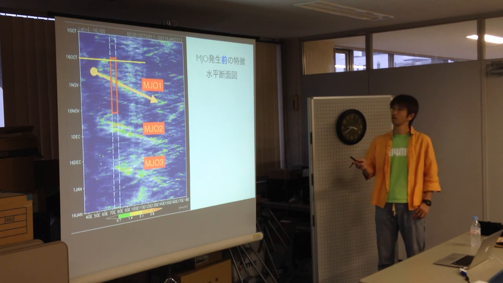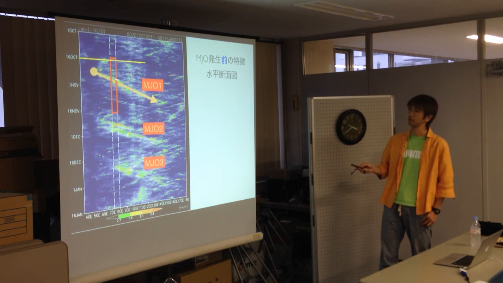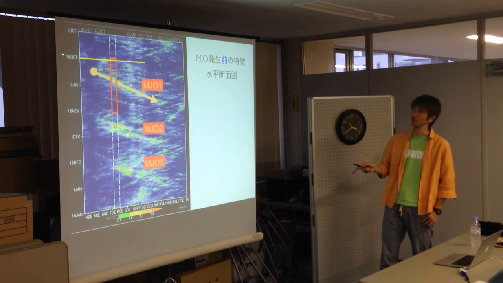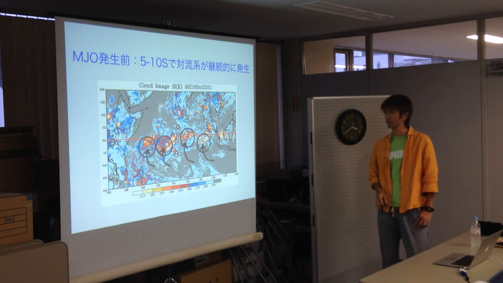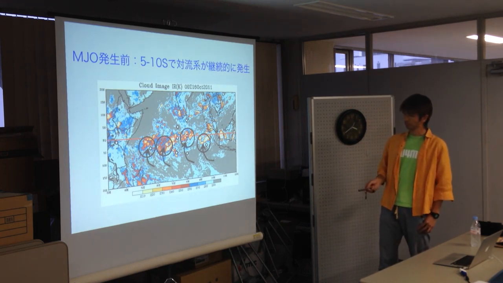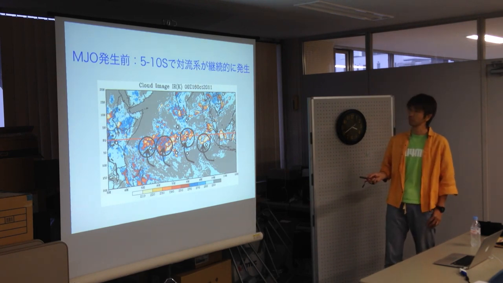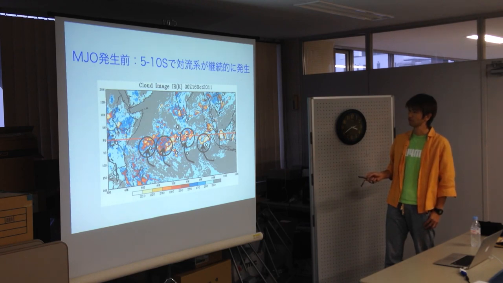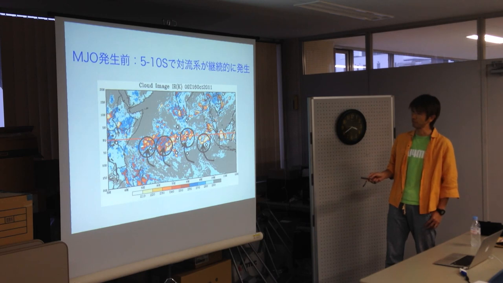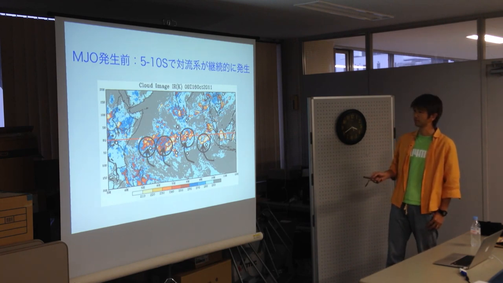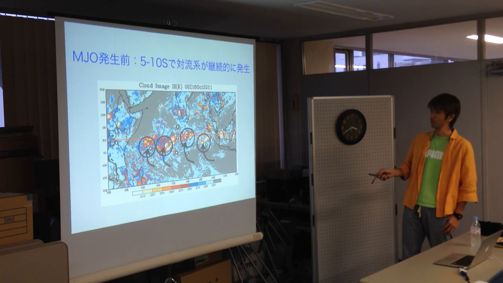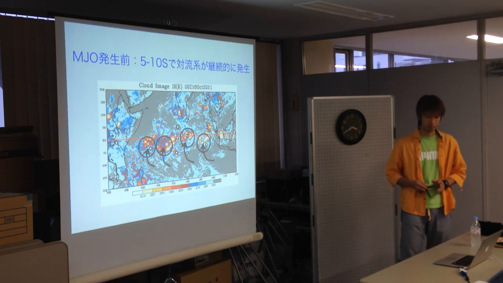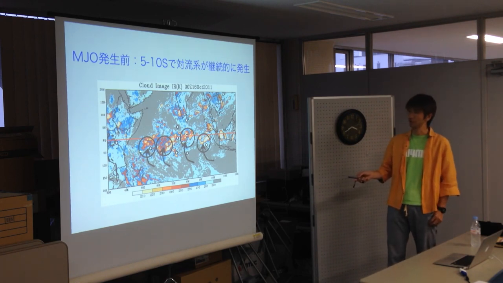So just before the onset of the MJO, on the 16th of October here, this is what kind of convective systems we have. We have several convective systems that are generated between the equator and 10 degrees south, and they have 1500 kilometer wavelengths from each other, and they are continuously generated at the same latitude position.